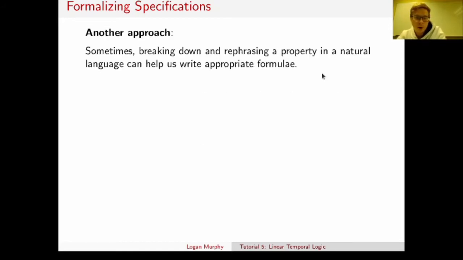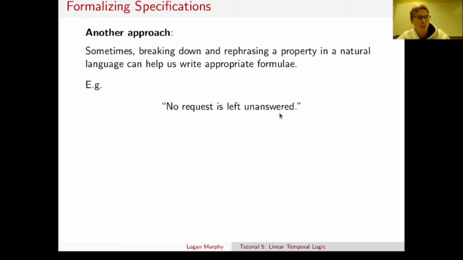So let's say for whatever reason you didn't come up with that last answer. Another way you can look at this task of formalizing a natural language specification is to break down the English, or whatever language it's in, and work it into a way that's amenable to the kind of modalities that we use in LTL. So for example, when we look at the sentence, no request is left unanswered, we're actually saying that it is always the case that the system doesn't let a request go by without giving it an answer.